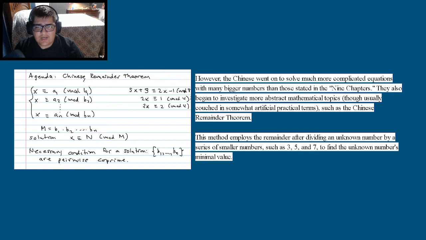such as the Chinese remainder theorem. This method employs the remainder after dividing an unknown number by a series of smaller numbers, such as 3, 5, and 7, to find the unknown number's minimal value. I have an example of the Chinese remainder theorem. There's an example. You can pause and watch it if you want.